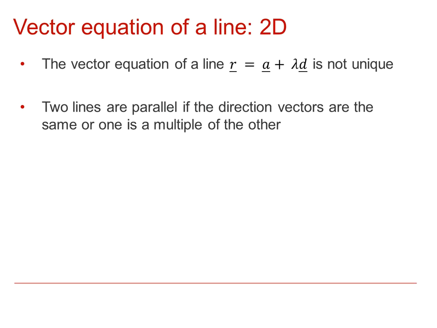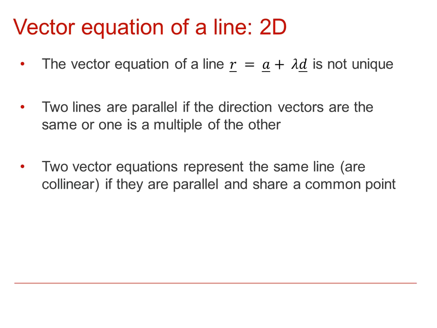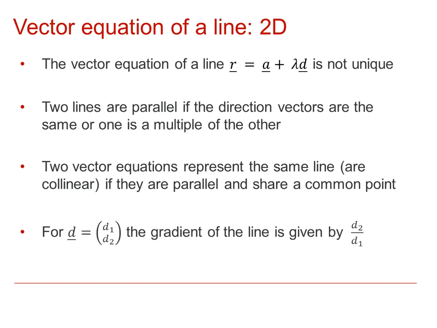Two lines are going to be parallel if the direction vectors are the same, or if one is a multiple of the other. And two vector equations are going to represent the same line, what we say is collinear, if they are parallel and share a common point. And finally, if d is a vector d1, d2, then the gradient of that line is given by d2 over d1.